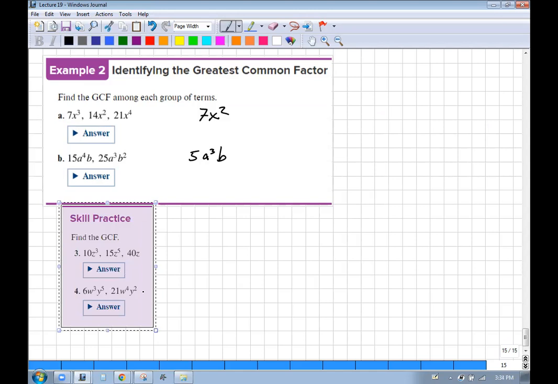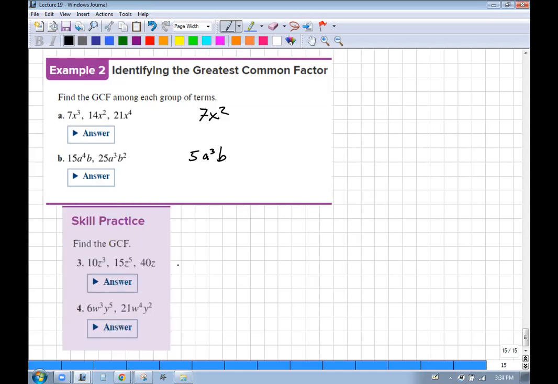All right, look at the constants. The biggest number you can pull out of these would be a 5. You can't get a 10 out of 15. It doesn't divide evenly. Okay, and 5 is already half a 10, so you can't go any bigger than that.